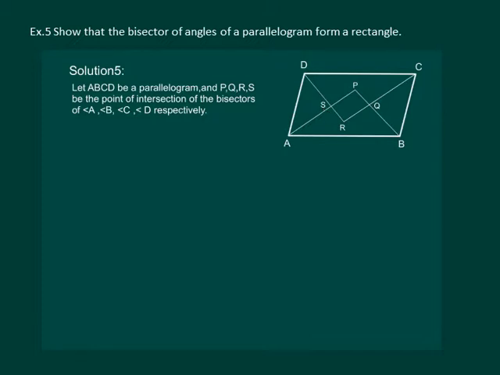For that, say point R is x1, y1 and P is x2, y2. Then PR is equal to the square root of 3 minus 2 whole square plus 2 minus 3 whole square, which is equal to the square root of 2, that is approximately 1.41.